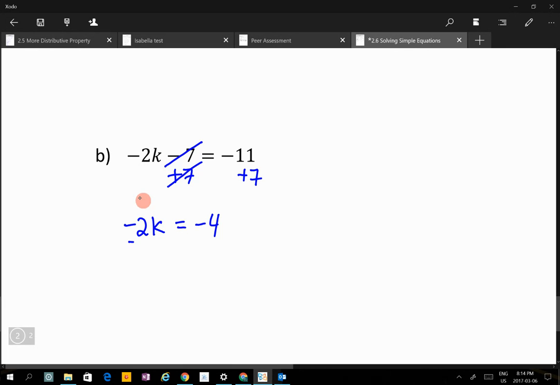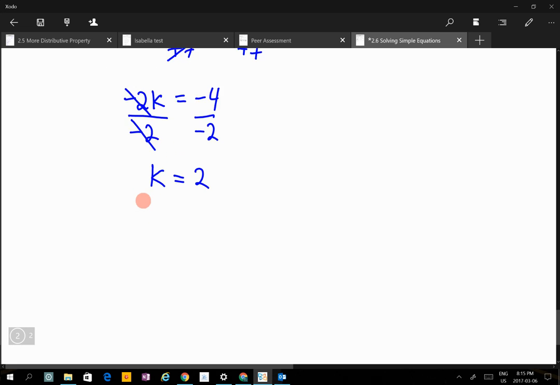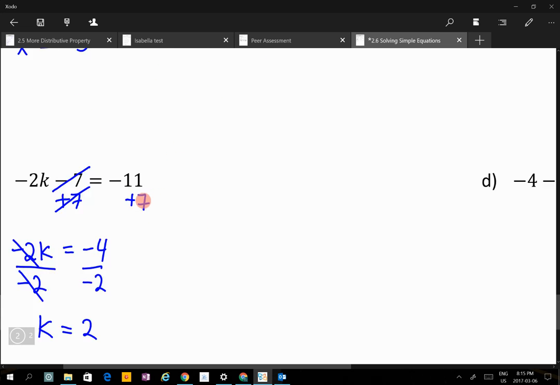Now, if I want to isolate k, one more step I have to do is divide both the left side and the right side by negative 2. And so the negative 2's cancel each other on the left, leaving me with k. And negative 4 divided by negative 2 is positive 2 on the right side. Let's look at the next example.